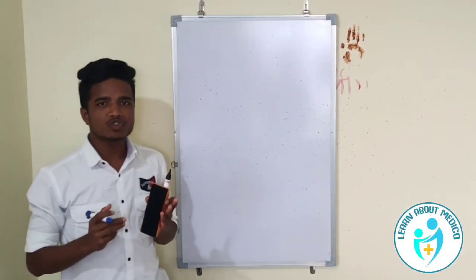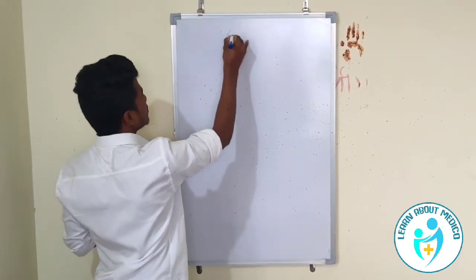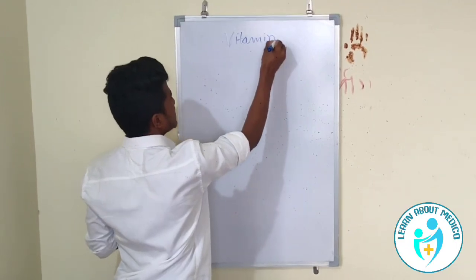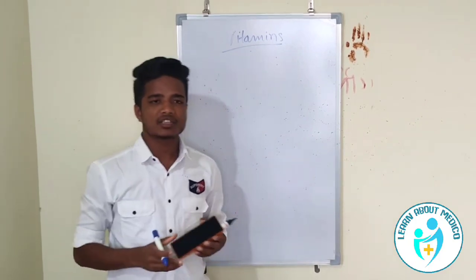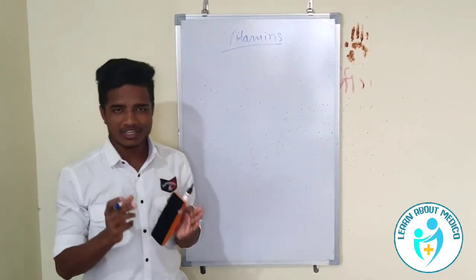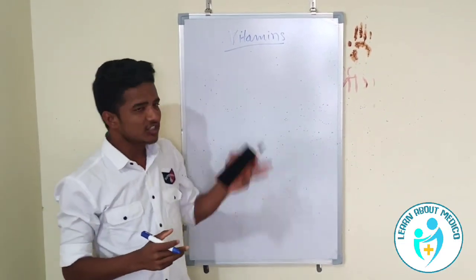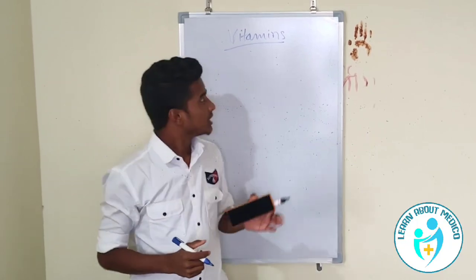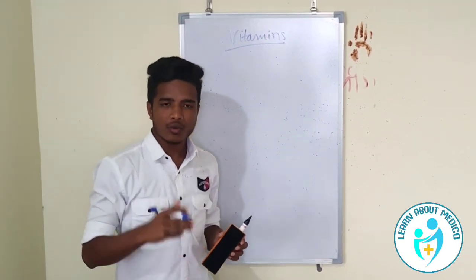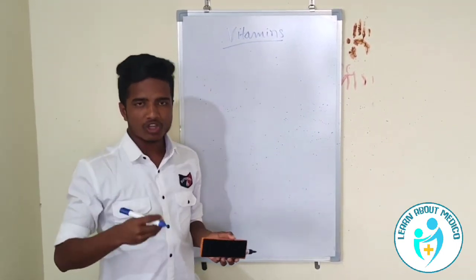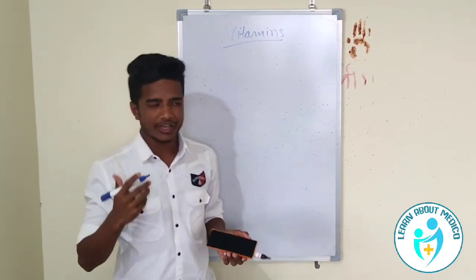Today I'm going to introduce vitamins. Vitamins are chemical substances which help in our biological functions, and these are obtained from dietary sources. Vitamins are biochemical substances which are required to perform the normal functions of our body.